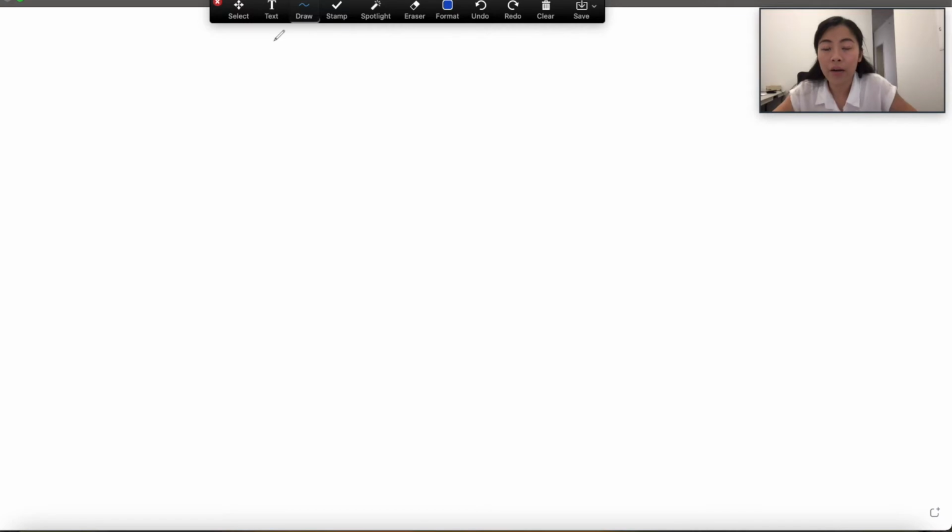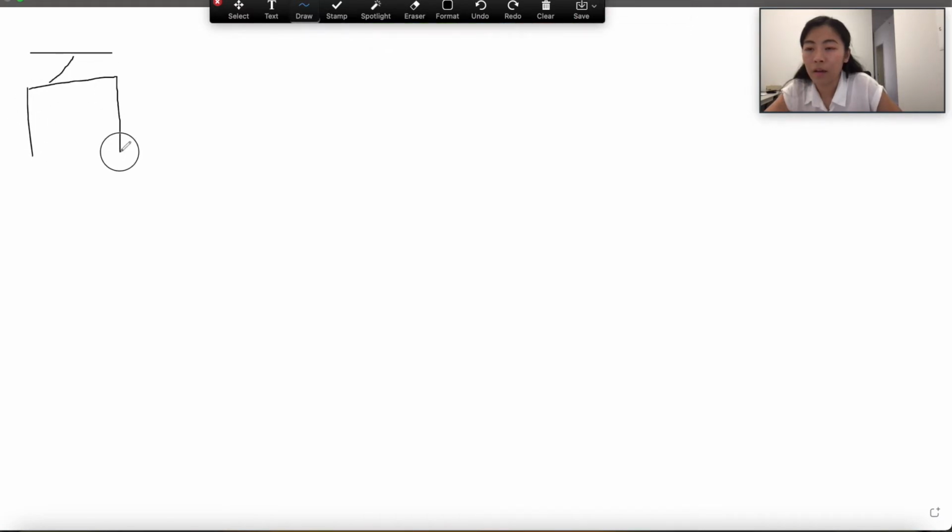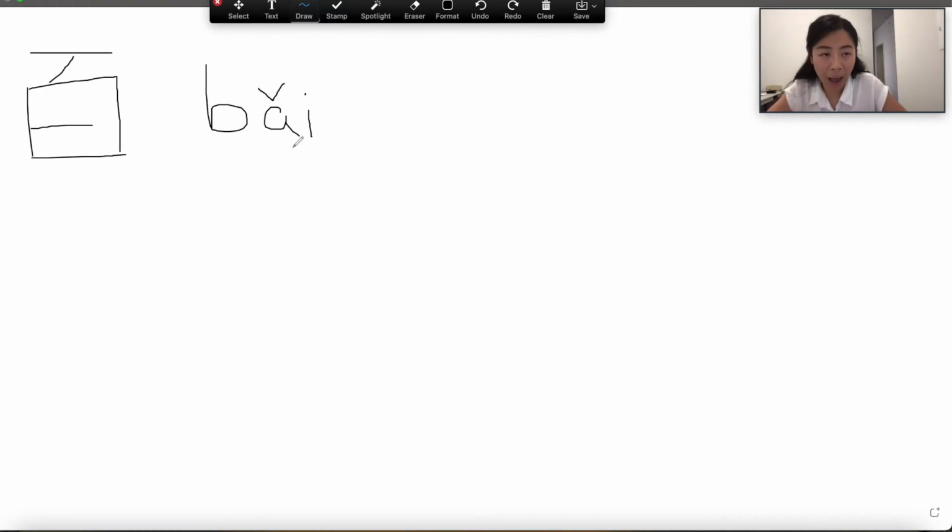Let me write down the character of 100 for you guys. And here is the pinyin. I'll mark the tone on top of the a because a has a higher priority than i. So here is 百. That means hundred in Chinese. It doesn't mean 100 or 200, it's simply a measurement. It just means hundred. So if you want to say 100, it will be one hundred. 200 will be two hundred. All right.